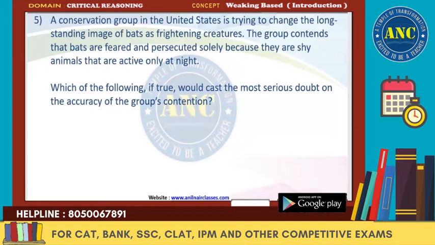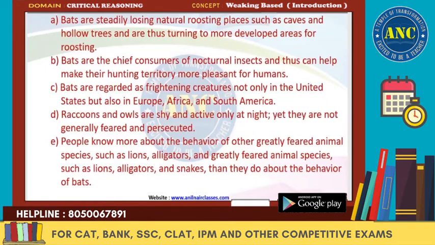Now, this group's contention suggests that animals that are shy and active at night are feared and persecuted for that reason. Look at option D. Raccoons and owls are shy and active only at night, yet they are not generally feared and persecuted. Now, this option establishes that raccoons and owls are shy and active at night, right? And that they are neither feared nor persecuted. It's the same with the group's contention as well. That's what it suggests. Hence, option D is the best answer.